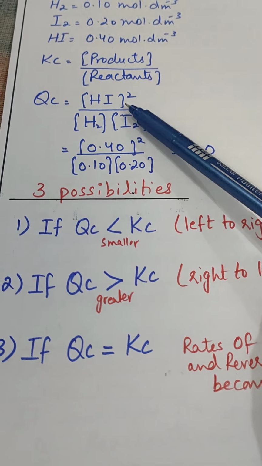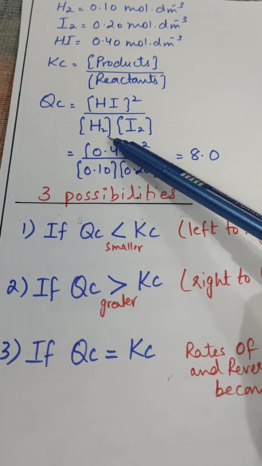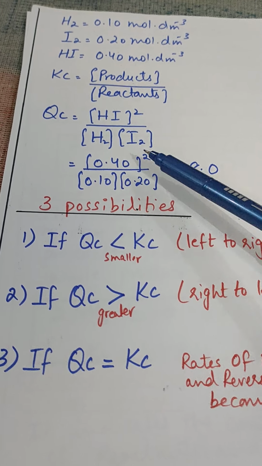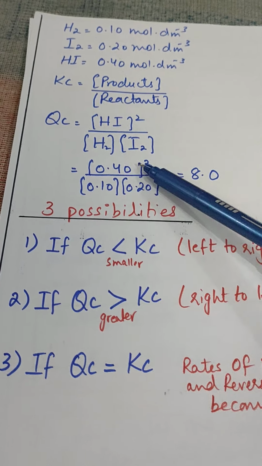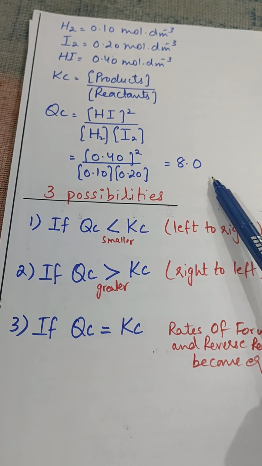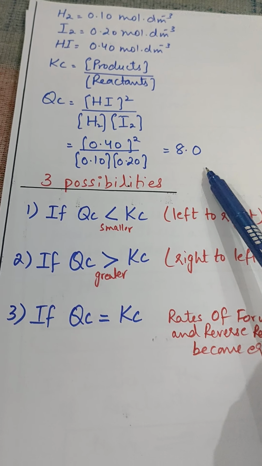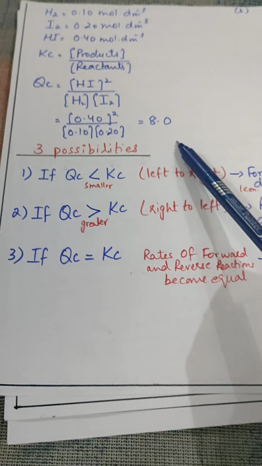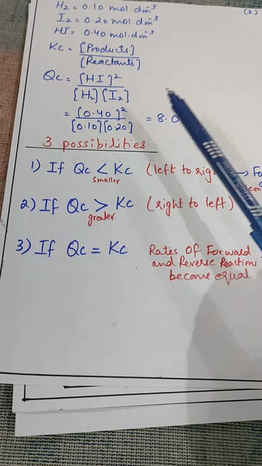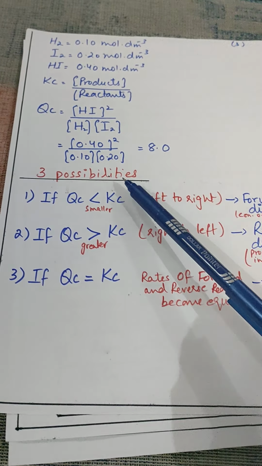In this reaction, the product is hydrogen iodide, its molar concentration is 2, while the reactants are hydrogen and iodine, and the molar concentration is 1 each for both the reactants. So if we put the values here, we get 8.0. Now this reaction quotient, which is 8.0, we can compare with the Kc of the whole reaction. The Kc of the reaction was 57.0 at 700 Kelvin.